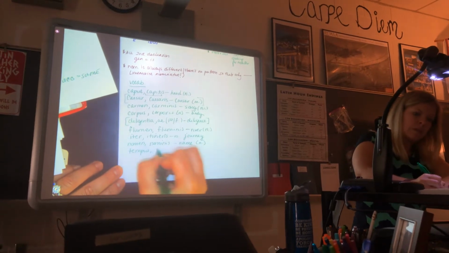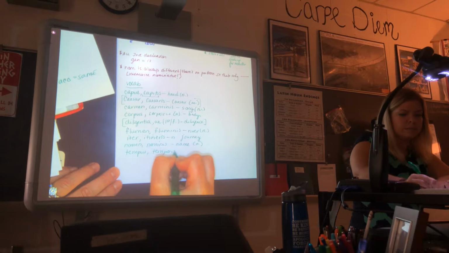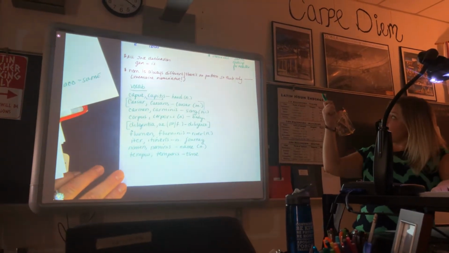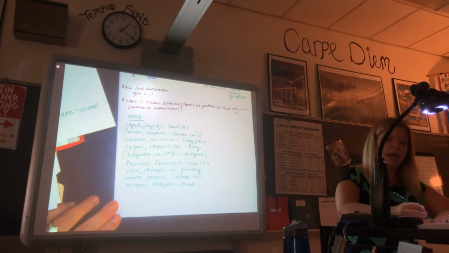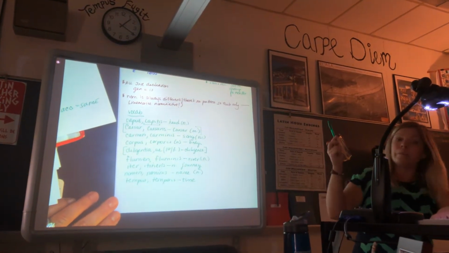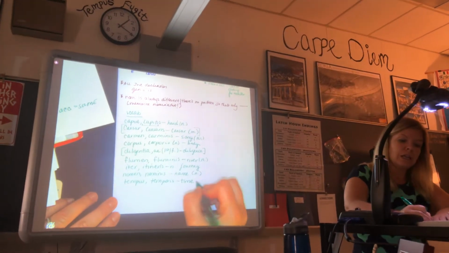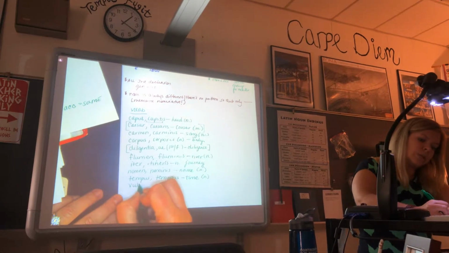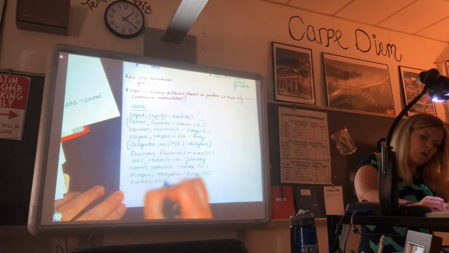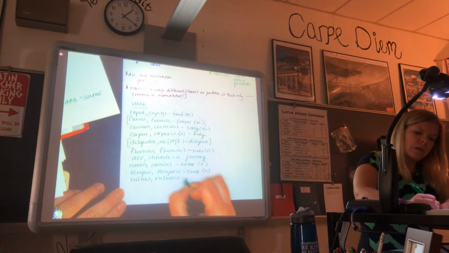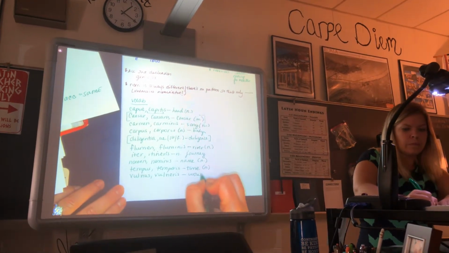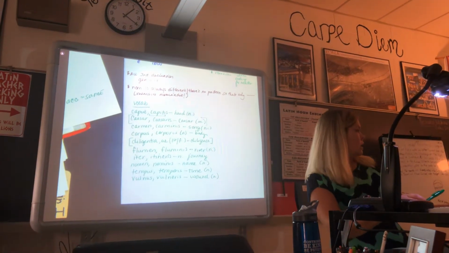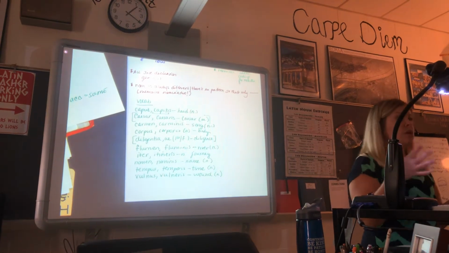Tempus, temporis, for time. Right, we have above our clock, tempus fugit, time flies. So you just didn't know that tempus was a third declension neuter noun. And then lastly, vulnus, vulneris, which is wound. If you're vulnerable, what does that mean? It means you're open to being wounded, right?